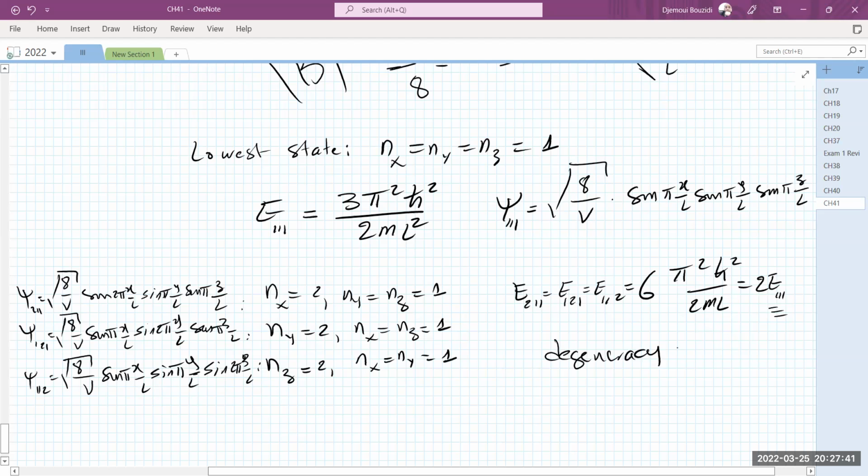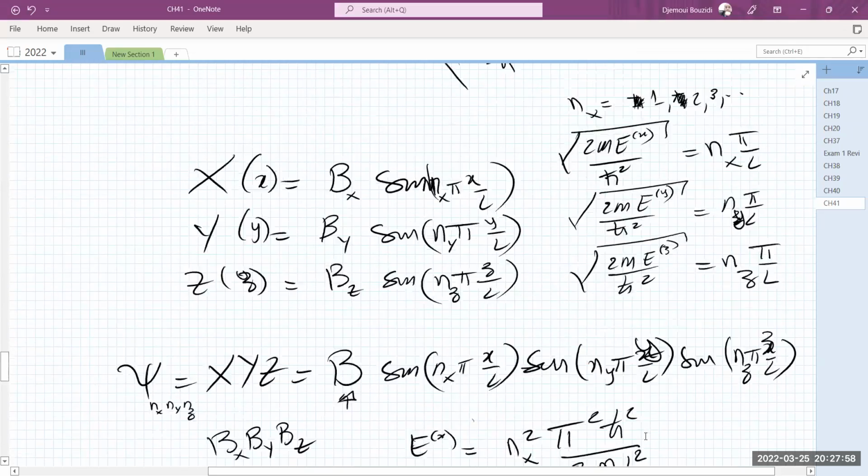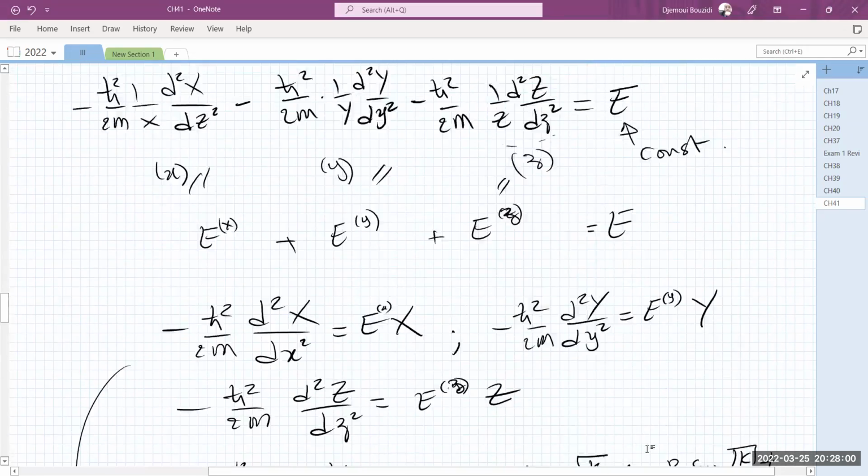Degeneracy. In other words, this energy level is degenerate. You have different ways of having the same level. And this is because of the fact that we really have a symmetry. Let me explain what I mean by that.